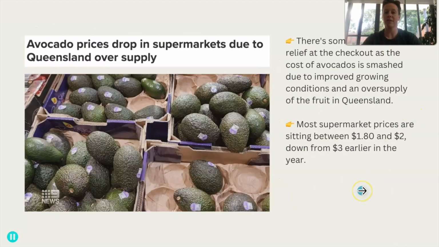And here's a real world example. So if you go to the supermarket right now, there is an oversupply of avocados. And that's because of the incredible growing conditions up north. So there's some much needed relief at the checkout as the cost of avocados is smashed due to improved growing conditions, and there's an oversupply. So we're seeing a decrease in the cost of a single avocado from possibly up to $3 down to sort of $1.80. All right, so that's an example in the real world. Really common with fresh fruit and vegetables, obviously because farmers are at the mercy of the weather.